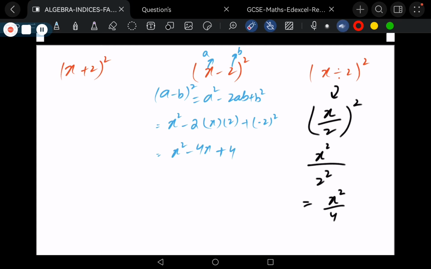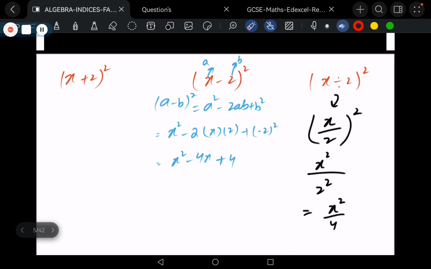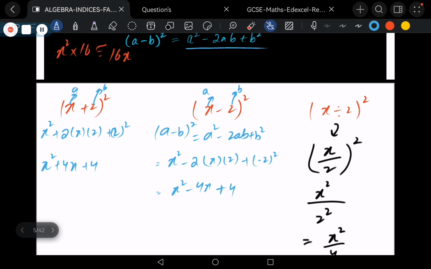Here, because of plus, this is x plus 2 whole square. We will consider the formula a square plus 2ab plus b square. My a is x and this is my b, so it's going to be x square plus 2 times x times 2 plus b square, meaning 2 square. So it's going to be x square plus 4x plus 4. That will be my answer. Now observe the difference. The numbers are the same, it was 2, it is 2. But it's negative, so it will be opened with the negative formula. This is positive, so it should be opened with the positive formula. So that's all about it.